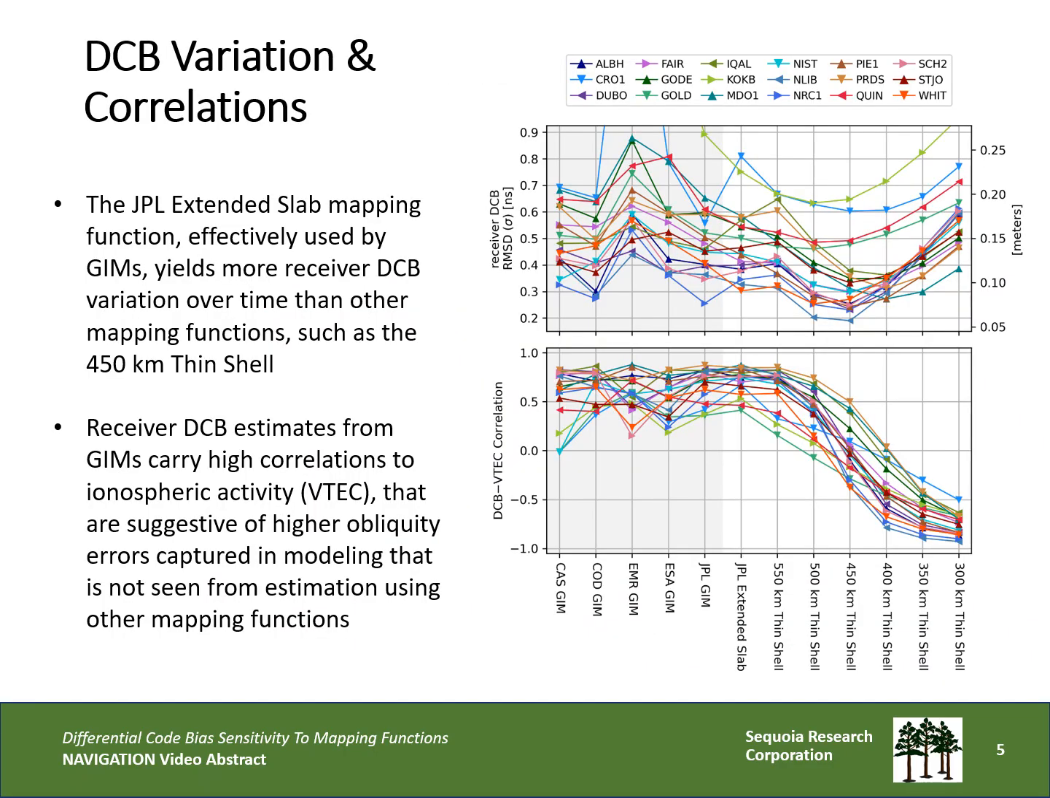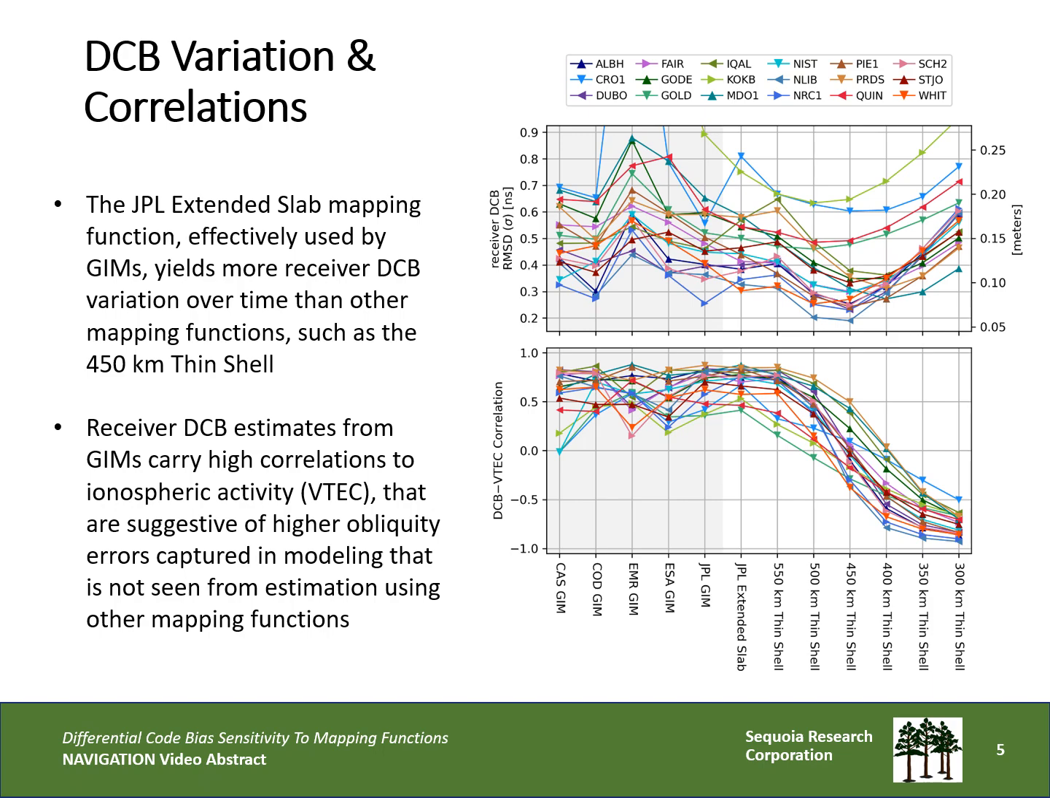The JPL extended slab mapping function, which is either used or effectively used by the GIMs, carried some of the highest bias variations computed by root mean squared deviation, shown on the top, and highest correlations to ionospheric activity, shown on the bottom, that we observed.